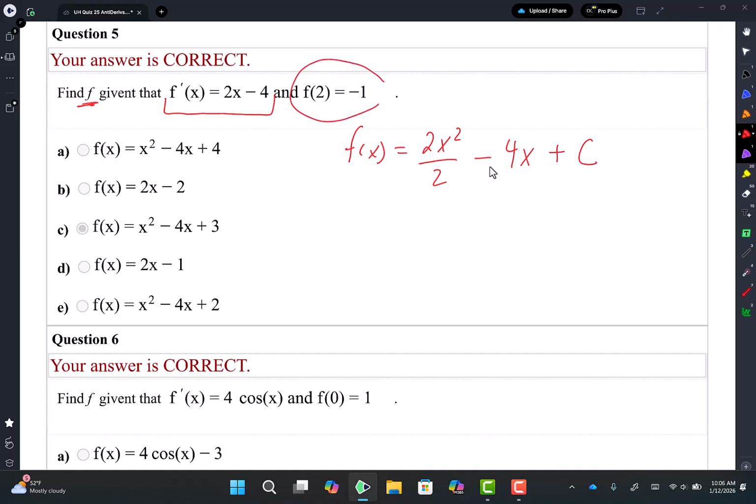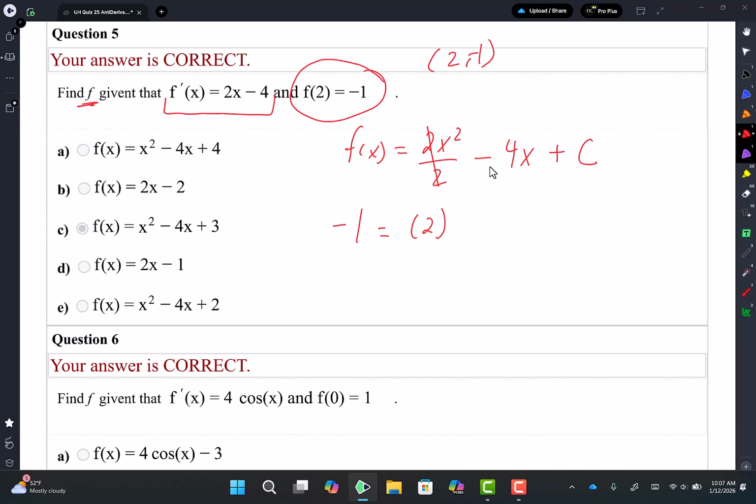And then remember, we did this exactly last semester, this right here. This is my initial condition, or when x is 2, the y is negative 1. So I'm going to plug this in to get my c value. So I'm going to go negative 1 equals, I'm going to go ahead and cancel those 2's out. Is that okay with you guys? No?